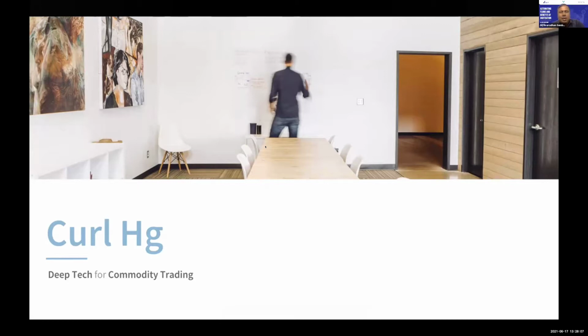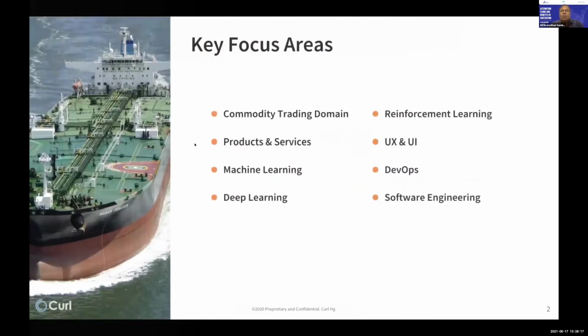So today I'll be speaking on Curl Head G. Curl Head G is a deep tech foray into commodity trading. So what do we do? Our key focus areas are in commodity trading. We develop products specifically for this domain, and machine learning and software engineering are the two main strengths we have, and a whole lot of allied technologies that help us unlock value for our customers.